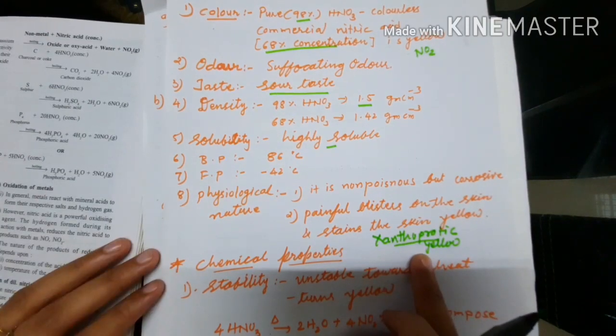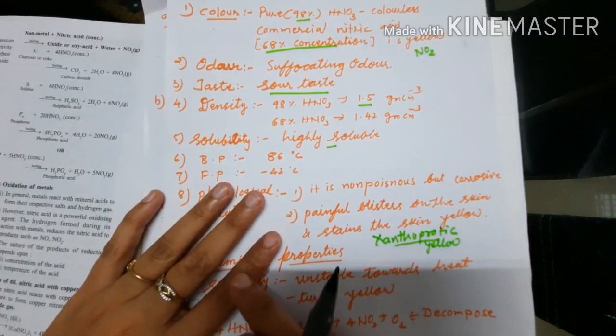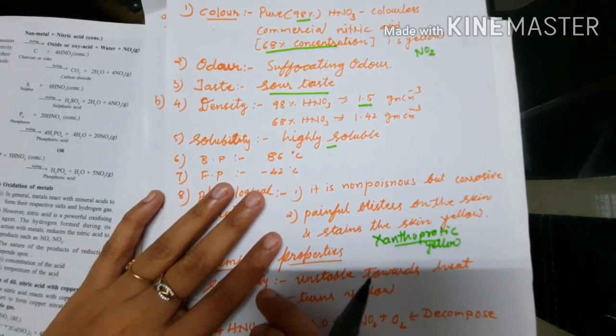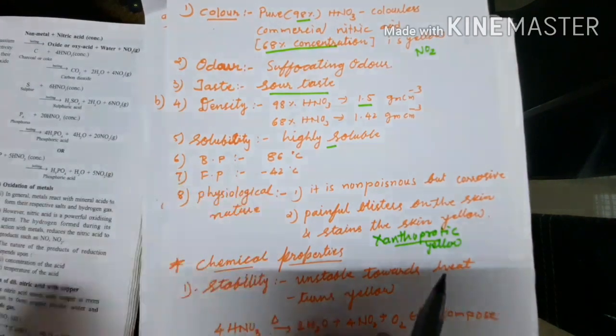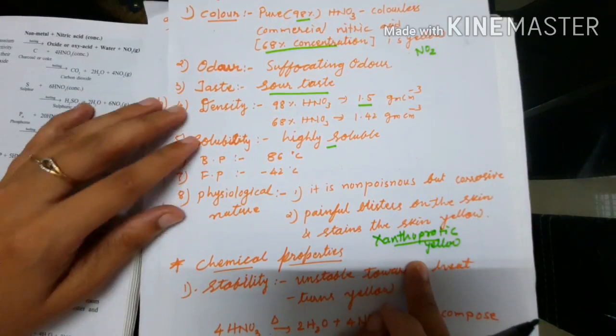The same thing happens with concentrated H2SO4 also. Concentrated H2SO4 reacts with the skin protein, and then a yellow stain arises on your skin. So these are the physical properties of nitric acid.